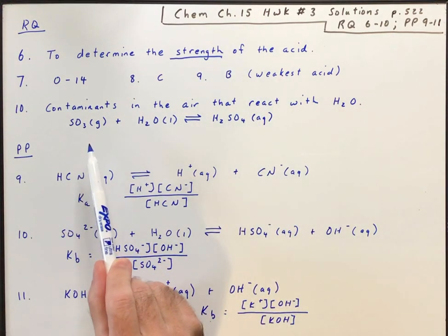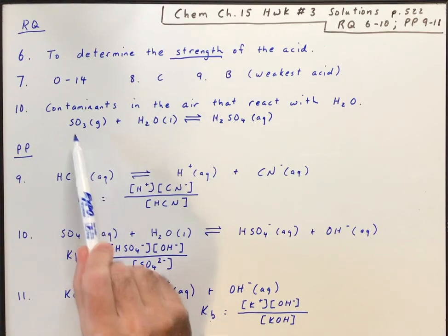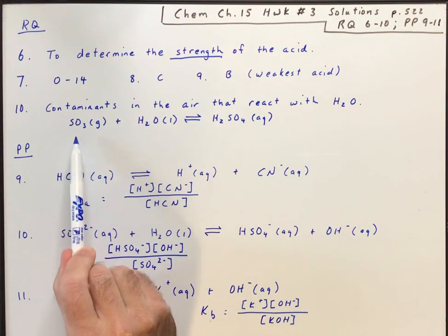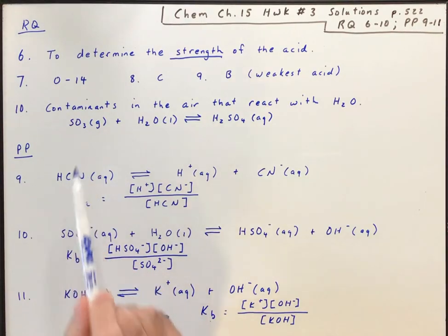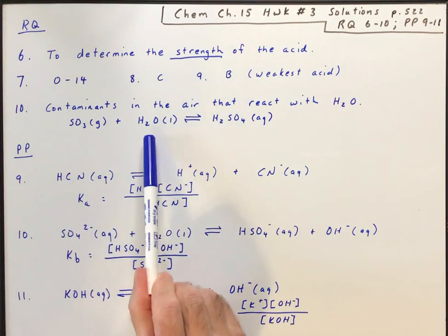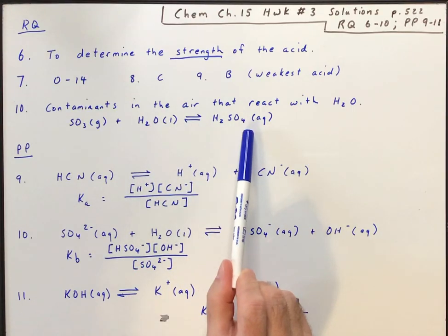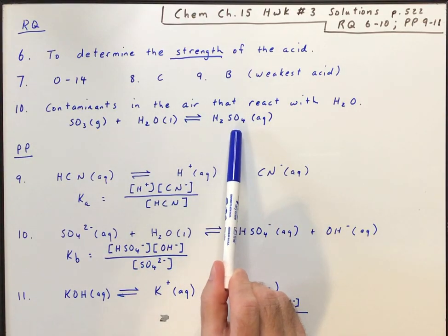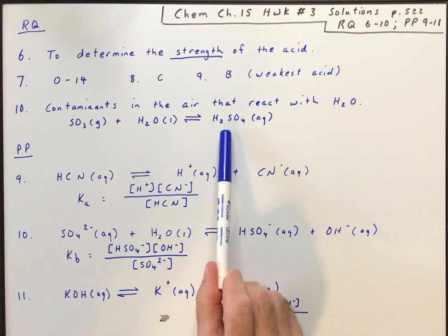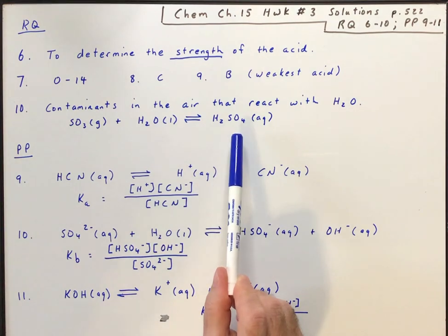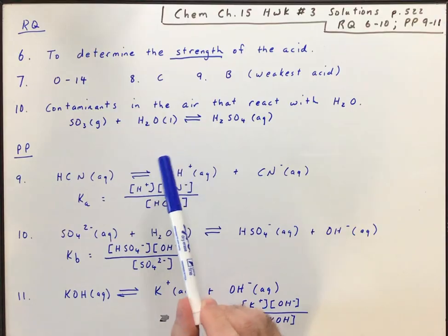Okay, number 10 says, where does acid rain come from? That's contaminants in the air that react with water. So I gave an example, sulfur trioxide gas. If you have a smokestack or something like that that's putting out sulfur trioxide, it's going to react with liquid water, and that will make sulfuric acid, and that comes down mixed with the rain and can do a lot of damage to plant life. Okay, so that's it for the review questions in Chapter 15.